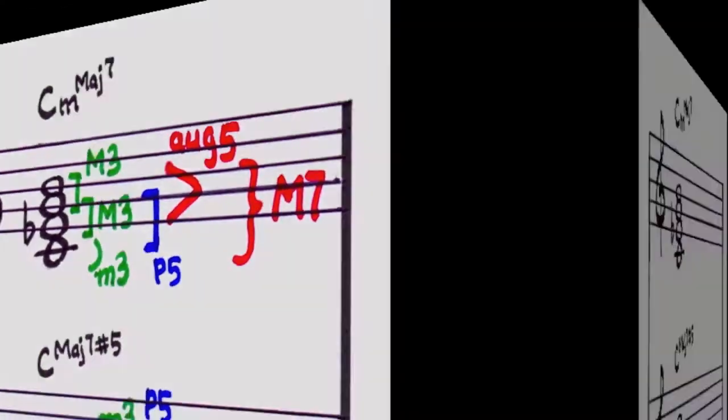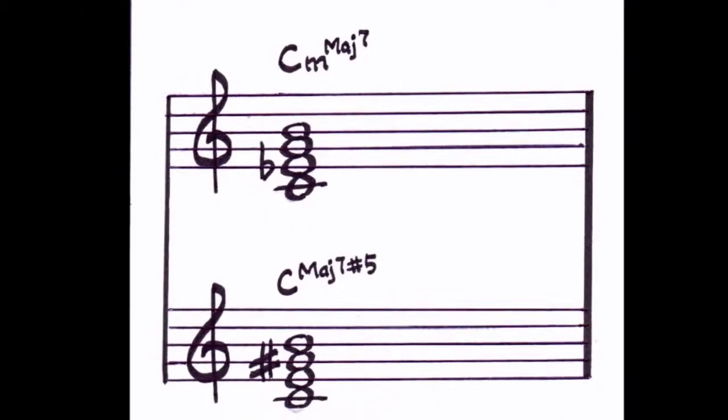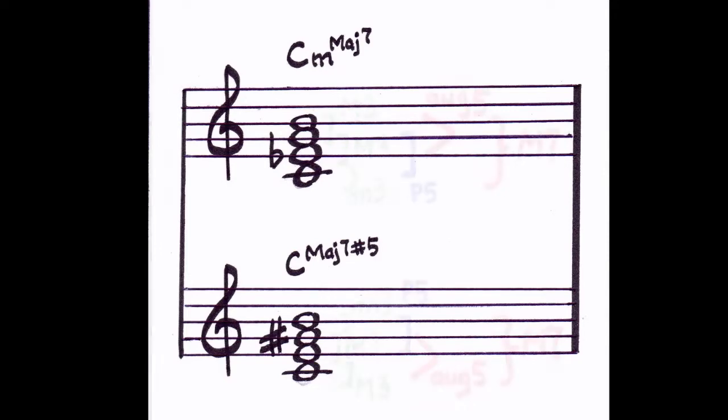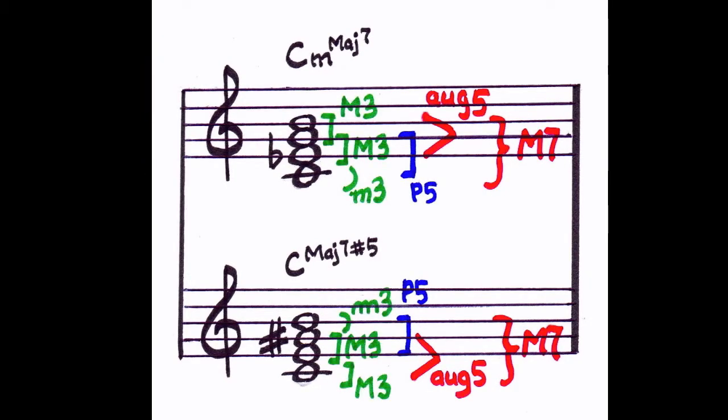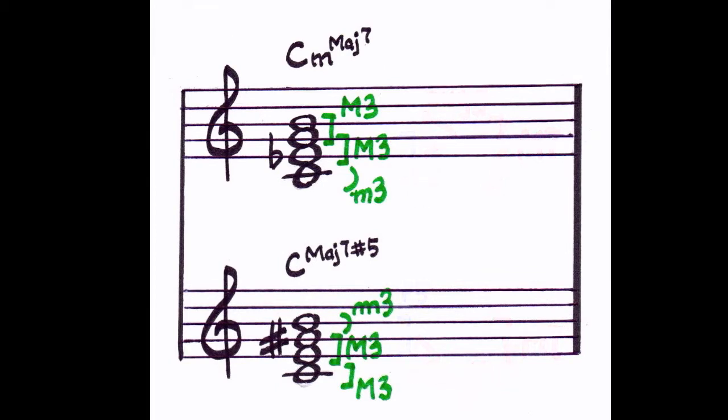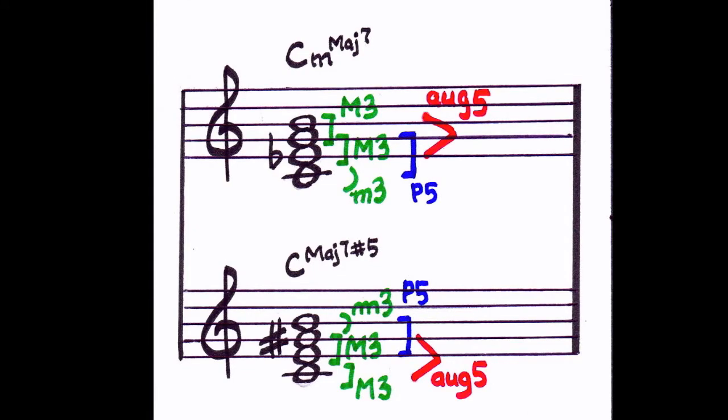When we compare this to the major 7 sharp 5 chord, we see that it has the exact same intervallic makeup, only the intervals are in a different order. The augmented triad is on the bottom half of the chord. The outer 2 notes still comprise a major 7th. The thirds are the same, 2 major thirds and a minor third, only in a different order. The intervals are upside down from where they are in the minor major chord.